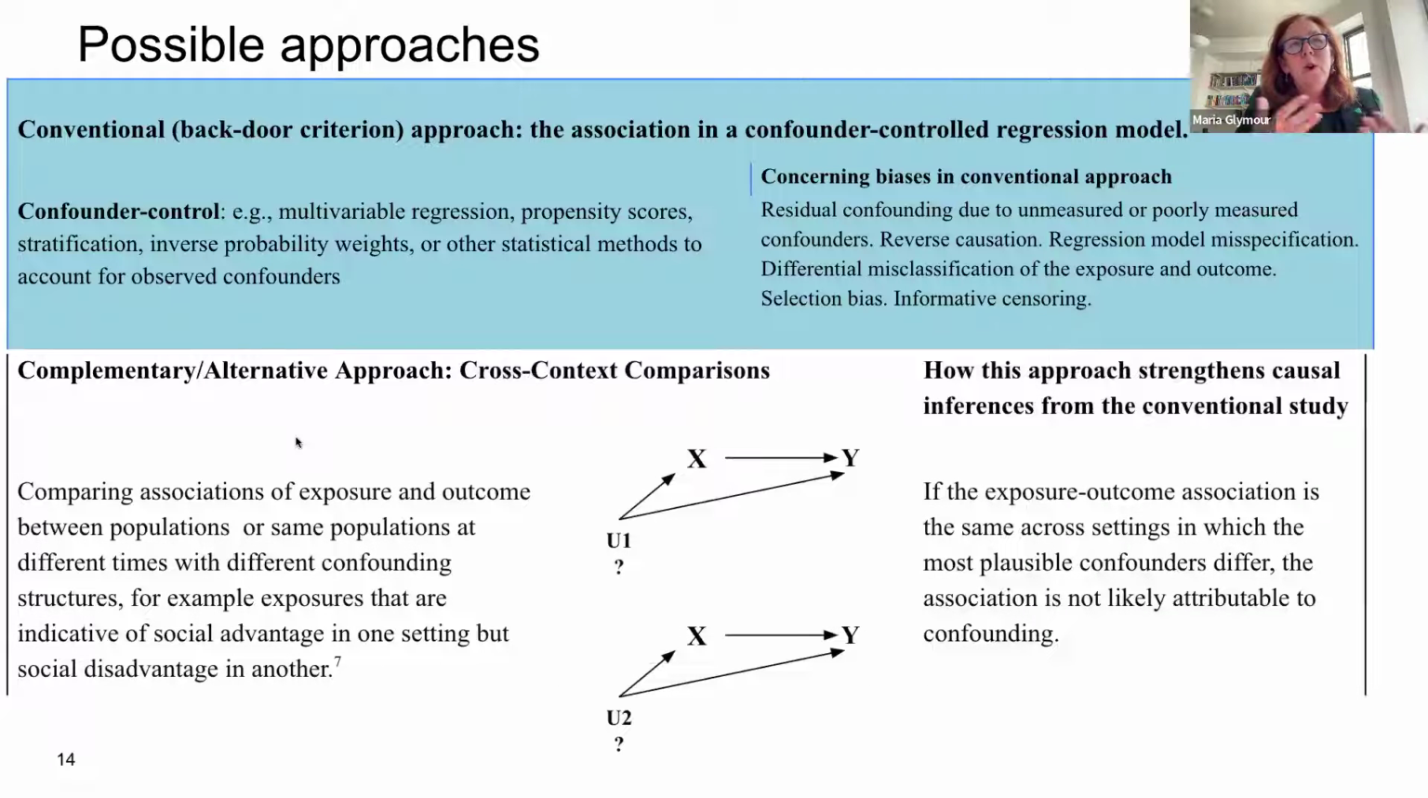Another approach is cross-context comparisons, where we really think the potential confounders are different. So we have a setting or a population where the most plausible confounders are quite different than they would be in our first study. This, I think, is actually a very promising approach that, as we have more and more data from very heterogeneous settings, can be quite powerful.